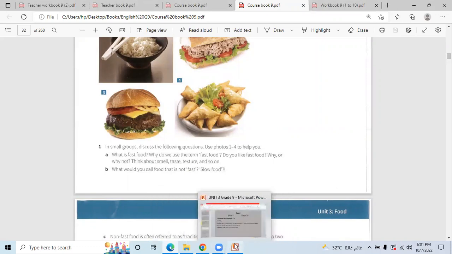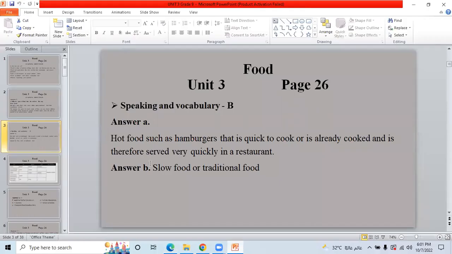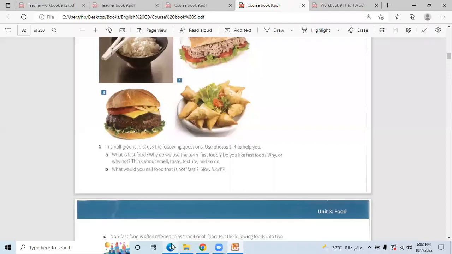All right, let's see here. Actually, hot food such as hamburgers, that is quick to cook or is already cooked and is therefore served very quickly in the restaurant, that is called fast food, right? And slow food is like the traditional food. We call it slow food. All right, move on to the next question.